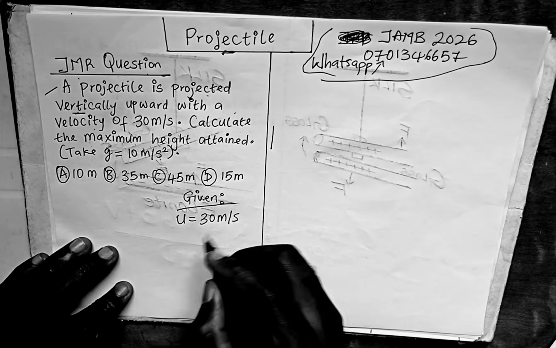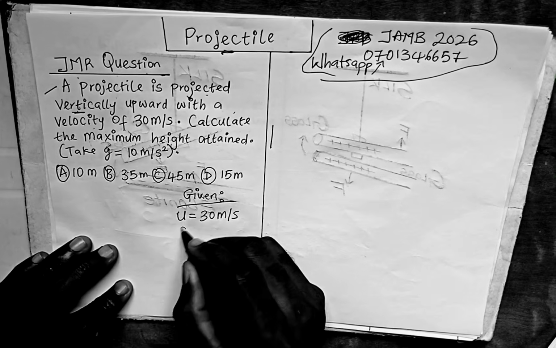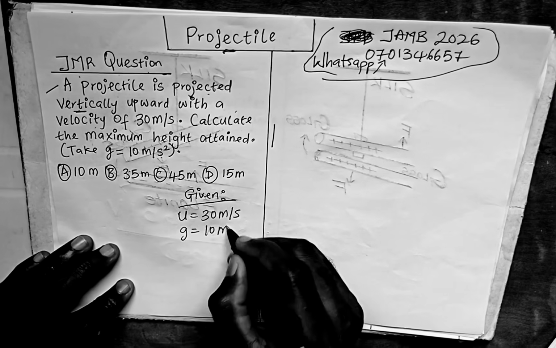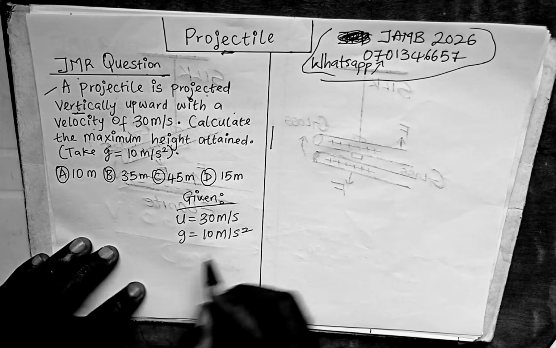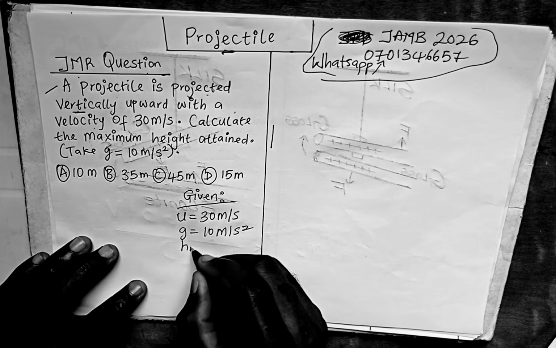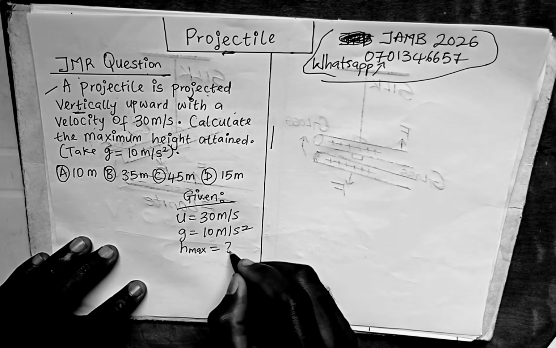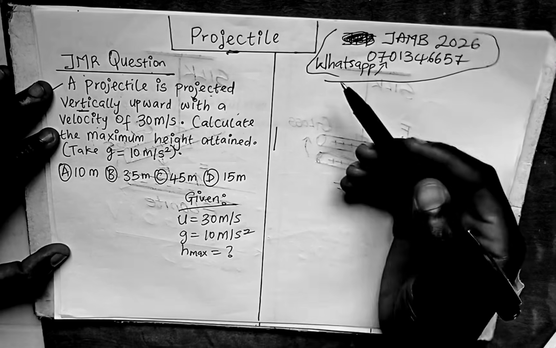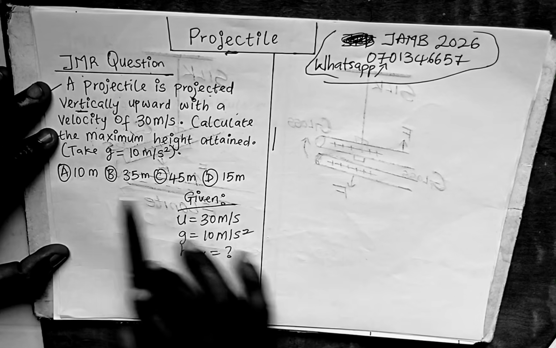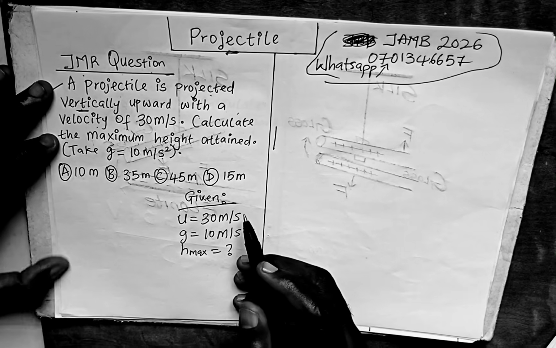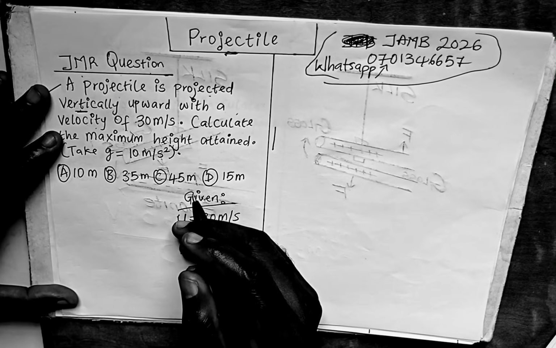Take gravity. They also give us acceleration due to gravity, so g is equal to 10 meters per second squared. We are looking for the maximum height. First of all, we look at all our options. All our options are represented in meters, so our answer should appear in meters. So what is the formula for calculating the maximum height of a projectile?